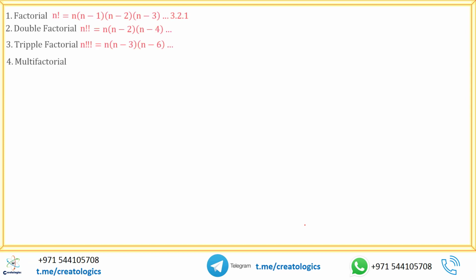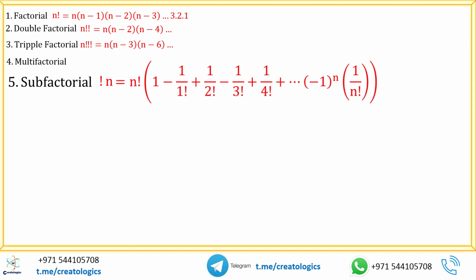Okay, let's talk about the fifth part, which is the subfactorial. What is that? It is represented by the factorial of n with an exclamation mark before it, like this. It is actually the derangement of n objects. It means you have n objects and you have to place those n objects in n places so that none of the objects is at its correct position. That is also called derangement. Its formula is n factorial times 1 minus 1 by 1 factorial plus 1 by 2 factorial minus 1 by 3 factorial, alternately plus and minus signs, and so on.